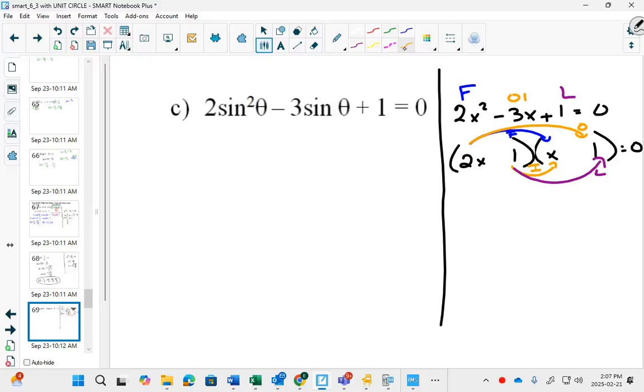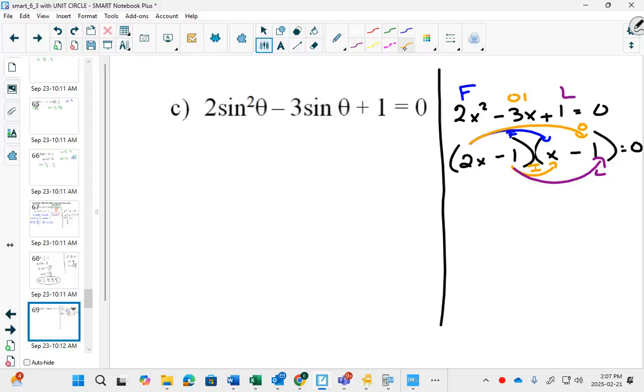Now my outside and my inside have to give me a minus 3x. So this is going to affect positive signs and negative signs in between. My outside right now is 2x. My inside right now is 1x. I would need a negative 2x and a negative 1x to make negative 3x. And once I'm done, I quickly multiply it out again. Does my last one still work? Negative times negative? Yes, it's still positive.